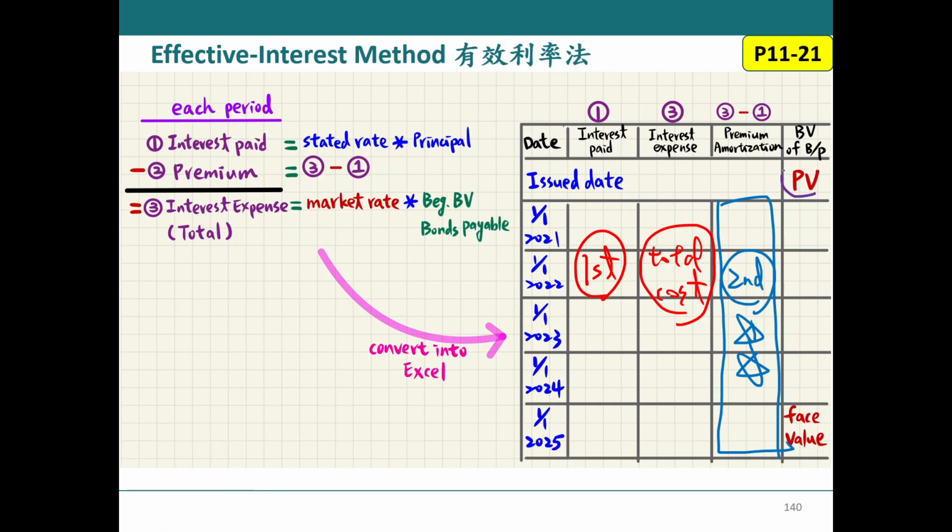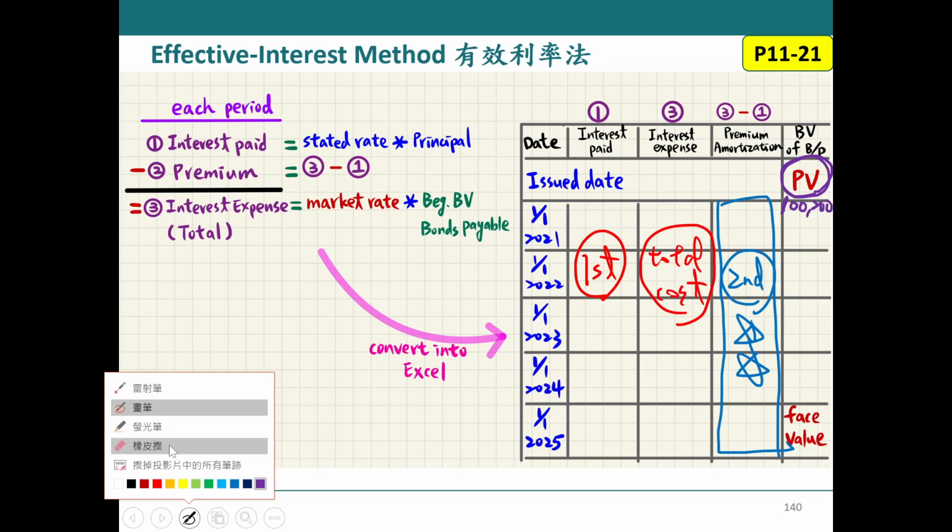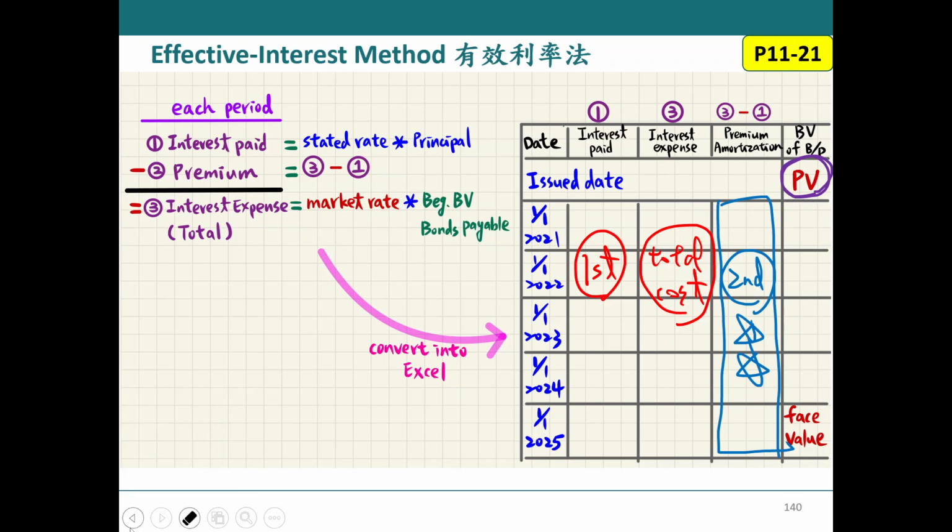So first day, your liability right here. So how much money you owe? How much money you borrow? $102,000, right? Okay. So first day, how much money you owed? Is $102,000. Oh, wait a moment.